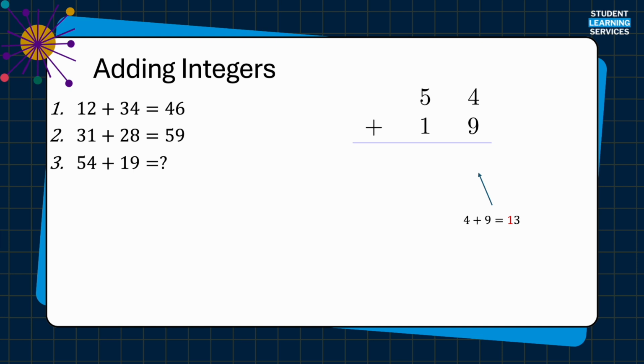So we will put a 3 below the 9, and the 1 in red will be treated as a carry for the next digit. So I will put a 1 on the 10th digit. Then in the 10th digit, I would do 1 plus 5 plus 1. That's equal to 7. Therefore, 54 plus 19 is equal to 73.